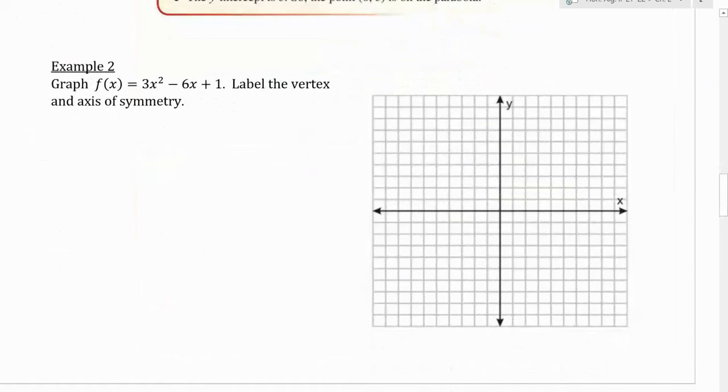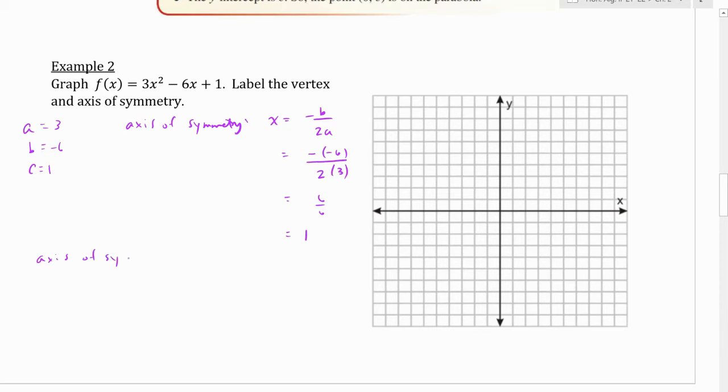Okay, now let's actually use it so you can see what's going on. Standard form of the parabola. A is 3, B is -6, C is 1. So the axis of symmetry is that x is equal to the opposite of b over 2a. Opposite of b over twice a. So I've got an axis of symmetry at x is equal to 1. So right here at x is 1, there's the line that cuts it down the middle.